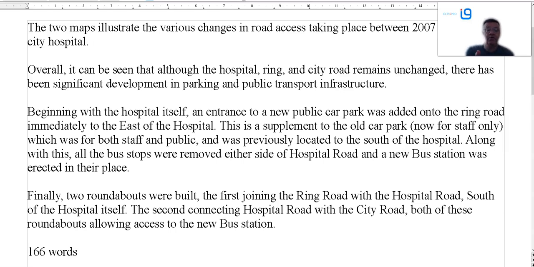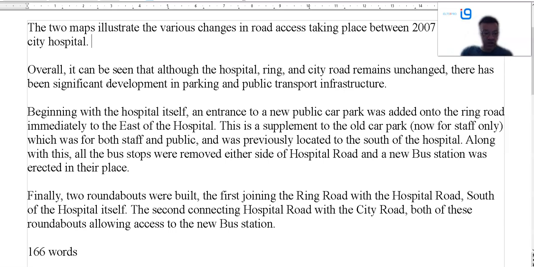Because look, overall, it can be seen, Hospital Ringwood remains unchanged. There has been significant development in parking and public transport infrastructure. That's basically it. There's not a lot else, is there? You've got your roundabouts, car park, and bus station, and that's it.